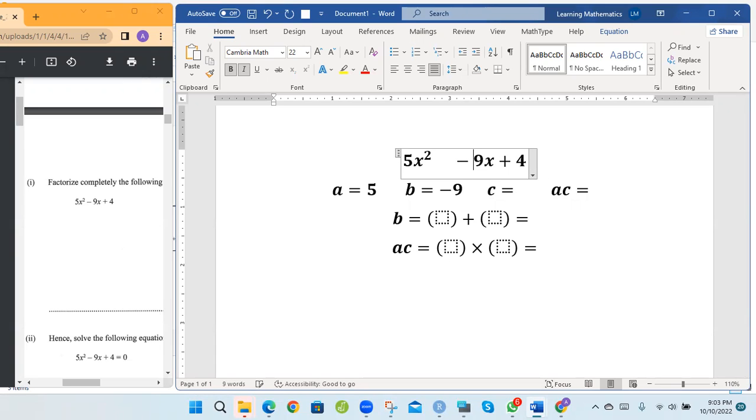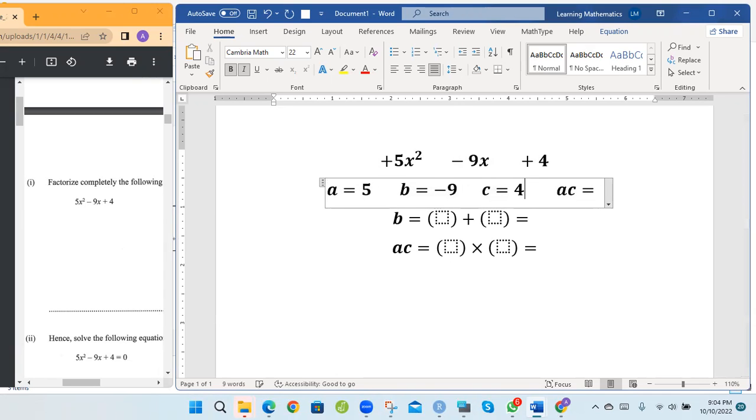You cannot separate the sign from the 9. That negative sign belongs to the 9. That plus belongs to 4. That's a positive 5. There's an invisible positive sign in front of that 5. So that's a positive 5, -9, and a positive 4. You don't have to write the positive.